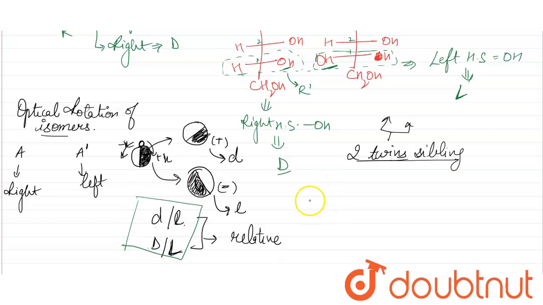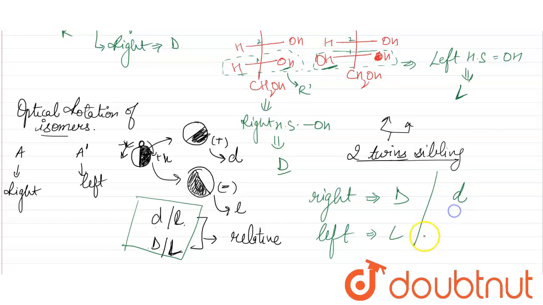When it goes to the right side, we always use D, and when it goes to the left side, we use L. And for optical rotation, if it rotates to the right side, we call it small d, and if it rotates to the left side, we call it small l. So these were our terms, how we define them. I hope you understand. Thank you.